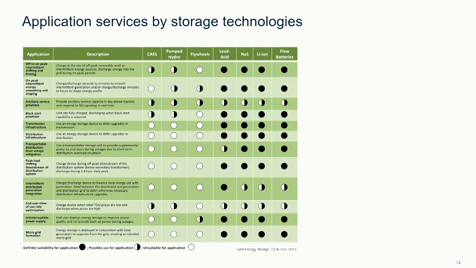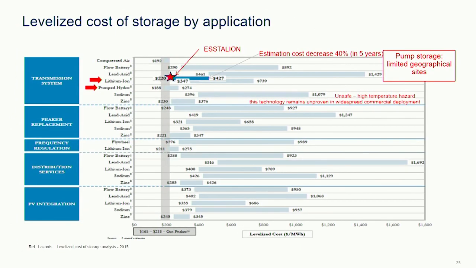Technology depends also on geography, application and cost. I'm not going into detail, but if you're interested in my presentation, I can send it to you by email. Another thing, the costs are very important. If we are using lithium-ion batteries, we need the cost to be less than $100 per megawatt hour. If the cost is high, it will be very difficult.